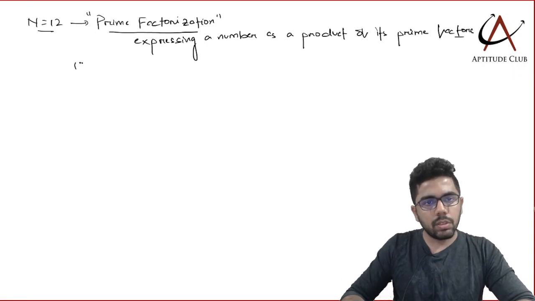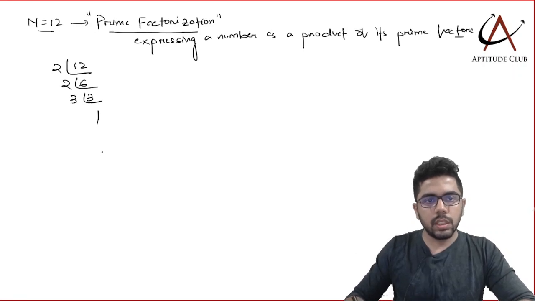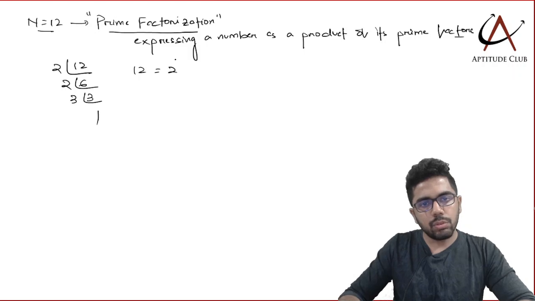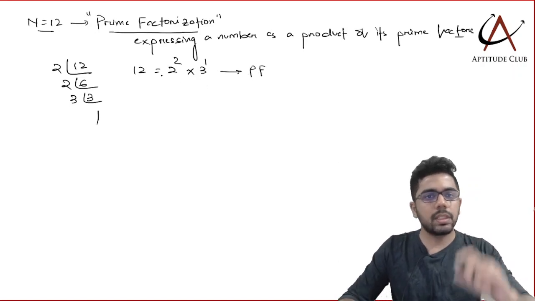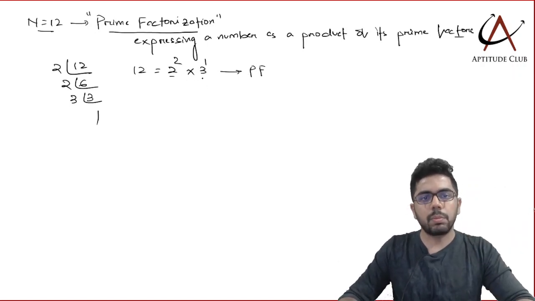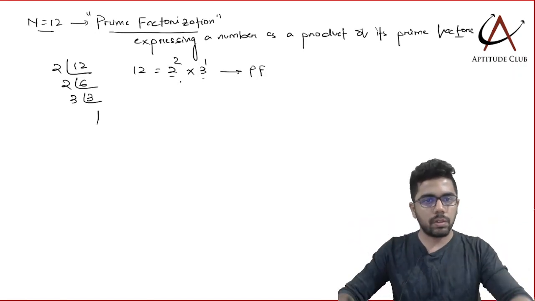For an example, ये जो number है तुम्हारे पास 12, I'll write it in this way: 2 6, then 2 3, then 3 1. So 12 can be written as 2 square into 3 to the power 1. This is called the prime factorization, because I express the number 12 as a product of its prime factors, 2 ka power and 3 ka power.